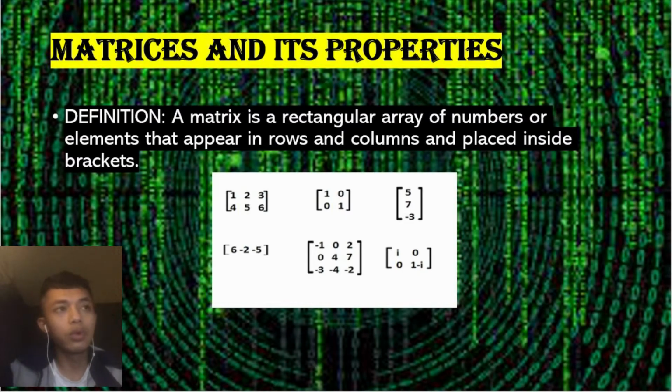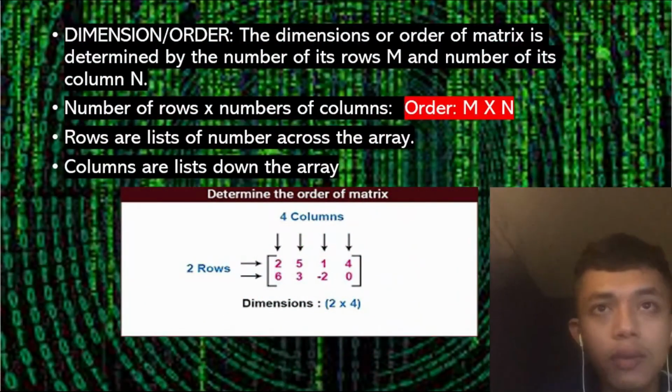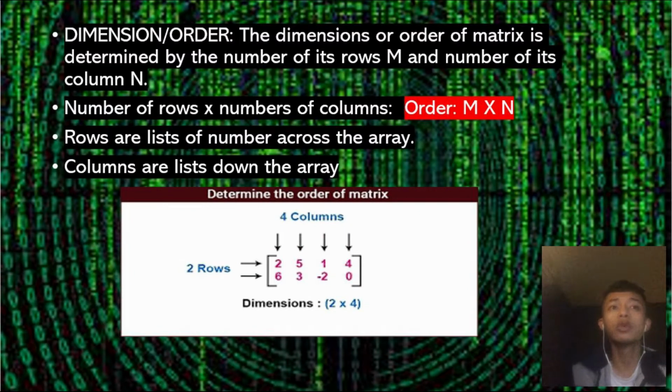Next, we're going to move to the dimension and order. The dimension or order of a matrix is determined by the number of rows m and the number of its columns n. So the order is going to be m times n. Rows are lists of numbers across the array and columns are lists of numbers down the array. So that is an example. Determine the order of the matrix. It consists of 4 columns and 2 rows. So the dimension will be 2 times 4, m times n. M is rows and n is columns.